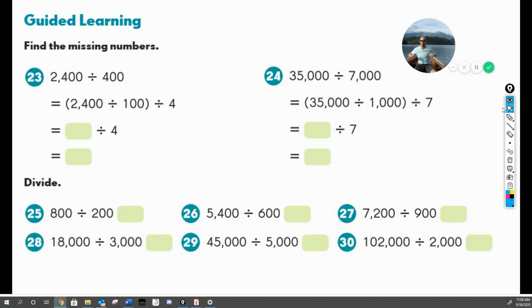All right, I'm back. And once again, I'm going to kind of blast through these because I like it when you watch. 24 divided by 100 is 2,400 divided by 100 is 24. Divided by 4 is 6. And this, boom, boom, boom. Got a 35, and I got a 5 right here.